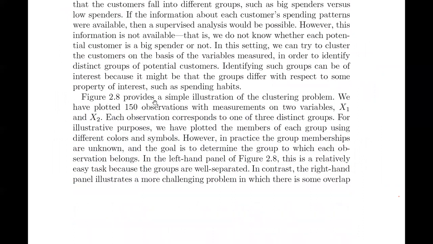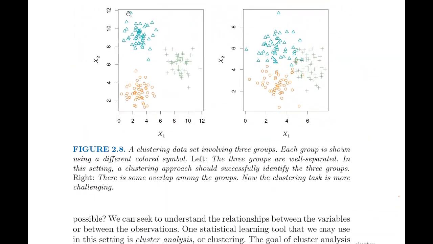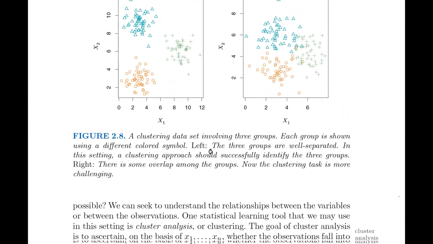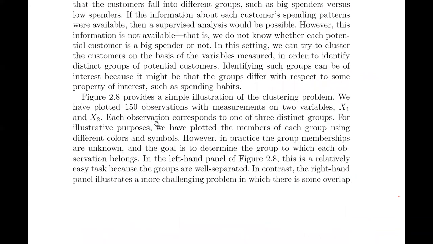So figure 2.8 provides a simple illustration of the clustering problem. We have plotted 150 observations with measurements on 2 variables. So these are 150 of them. We're plotting 2 variables against each other, but x2 is no longer the output variable. It's no longer the familiar scenario where your horizontal axis is your input and the vertical is your output. Each observation corresponds to one of 3 distinct groups.